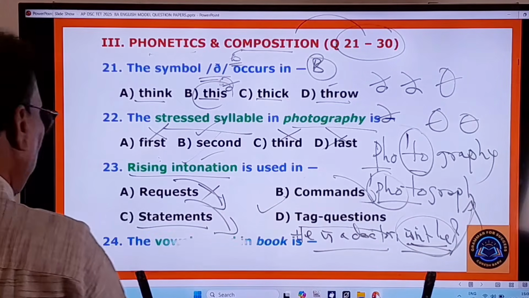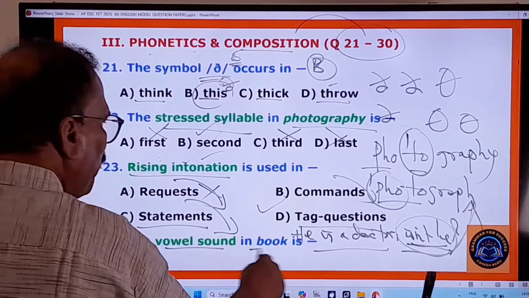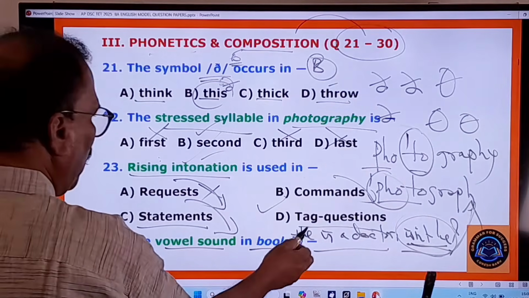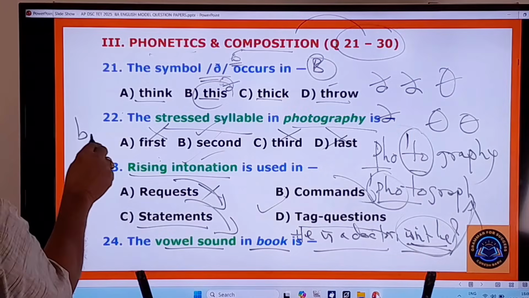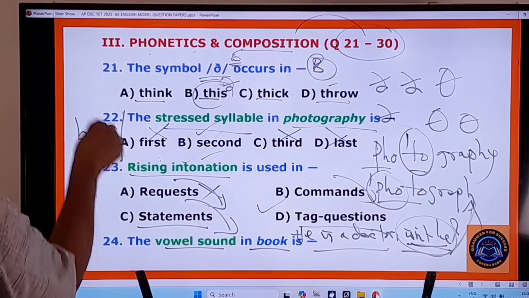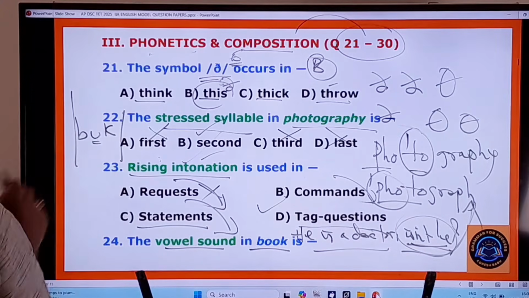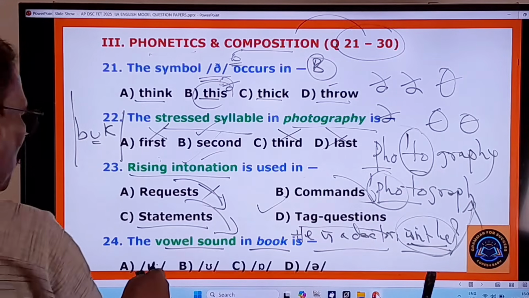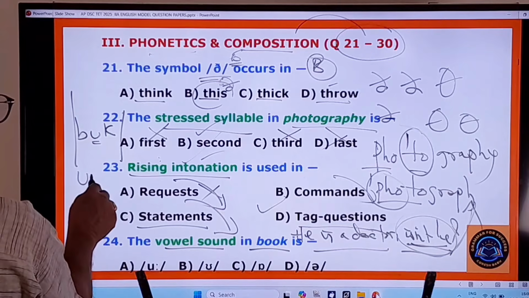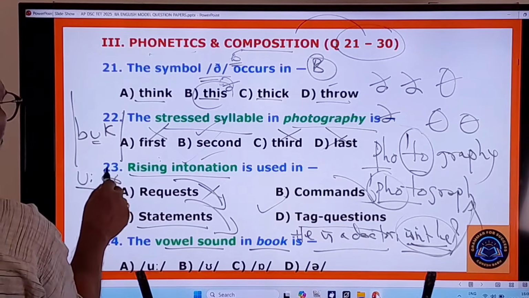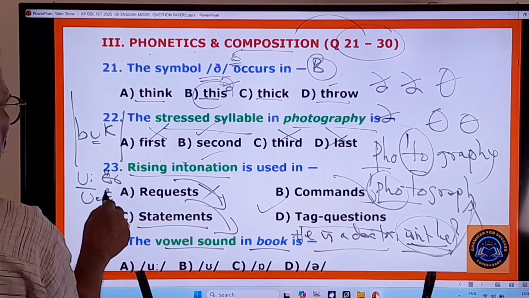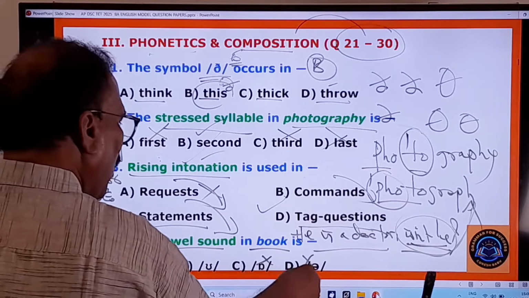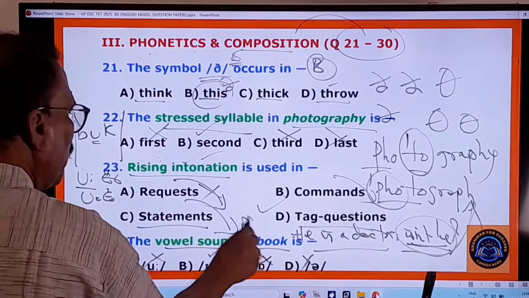And 24th question, the vowel sound in book. So, how do you write this book in the phonetic transcription? You see that b, o, k. Now, vowel sound. When you write like this, it is ooh. This is O. So this is wrong. So B is the right one here.